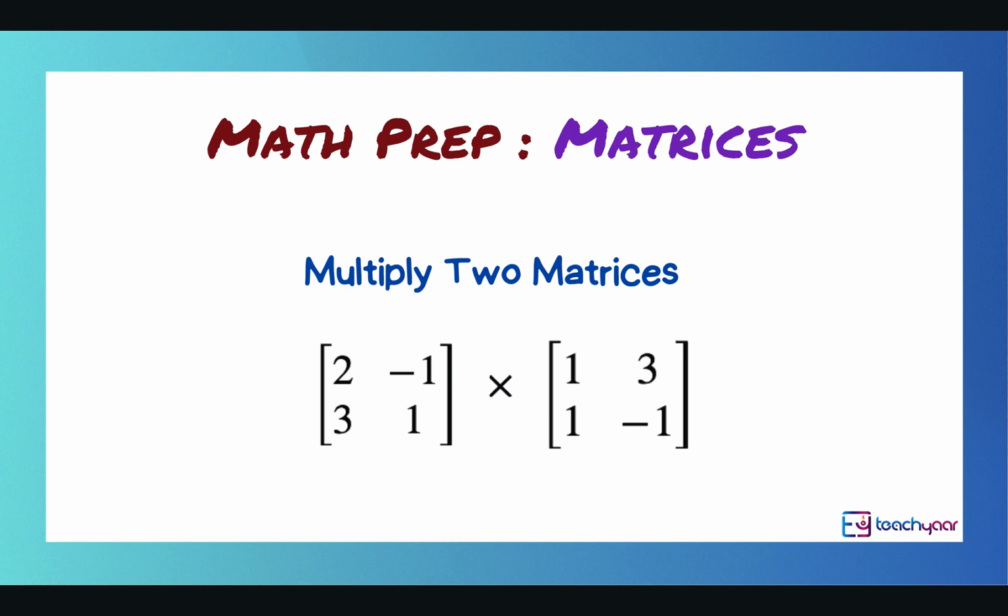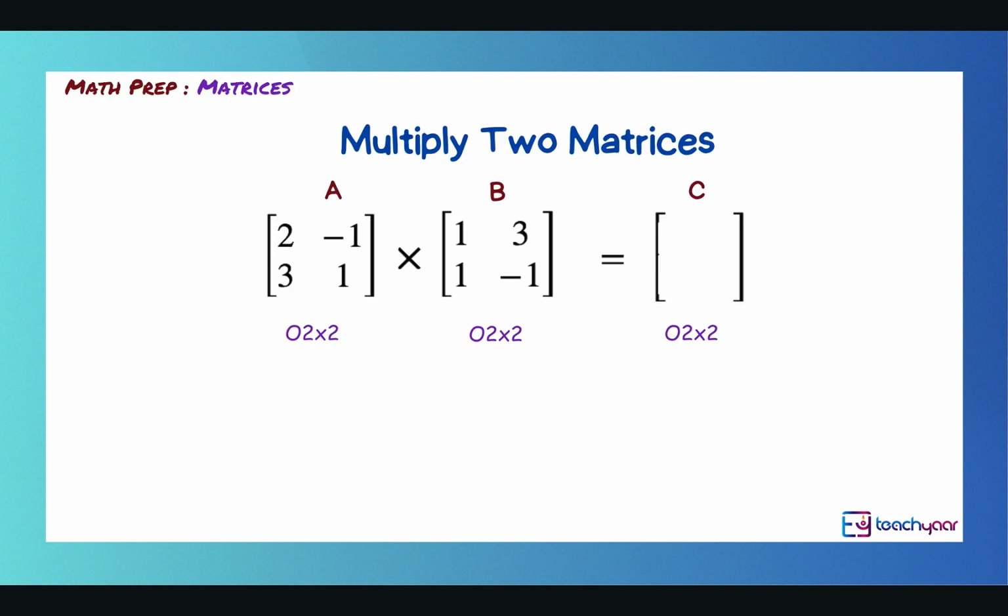So in this video, we're going to look at how to multiply the two matrices that we've been given. Okay, so we've got these two matrices. We're going to call them A and B, and what we need is the product, which is matrix C. So the first thing you need to do is make sure that the two matrices can be multiplied, and for that you need to look at the order of the matrices.